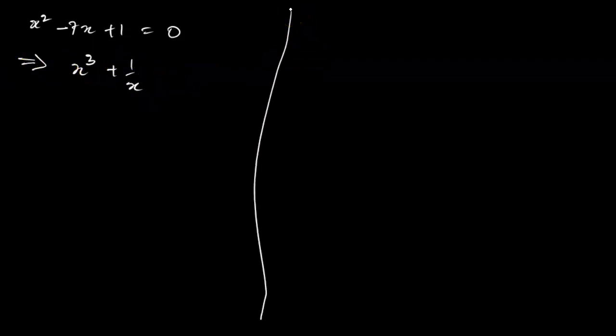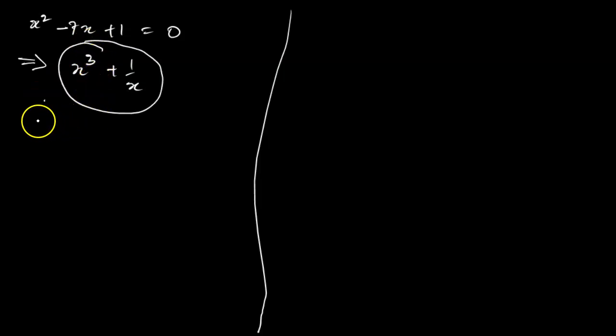Now, I want us to attend to this carefully. Look at it very carefully. What we're solving for is x raised to power 3 plus 1 over x. I have x squared minus 7x plus 1 equal to 0. Now, what do I do to make the format of this question look like this? The first thing I think I should do is divide through by x.